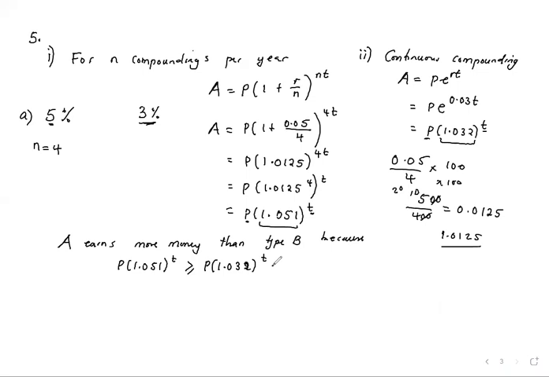Now this was A. Then B, you are given 10,000 invested at an annual interest rate of 11% for a period of 5 years. So you're investing this amount. So this is your P, this is your R, this is your T.